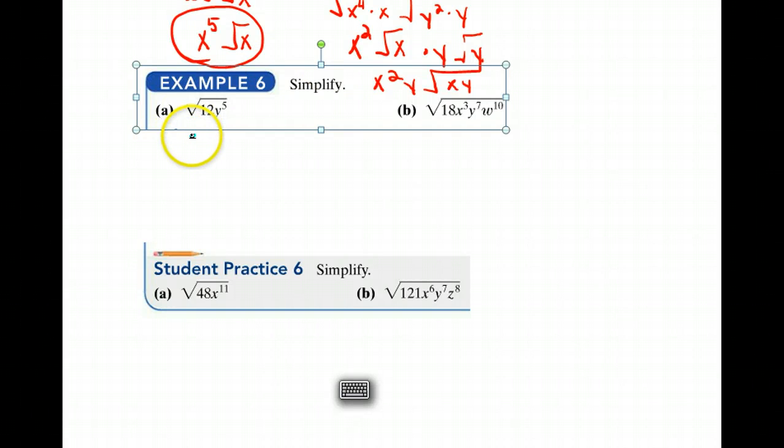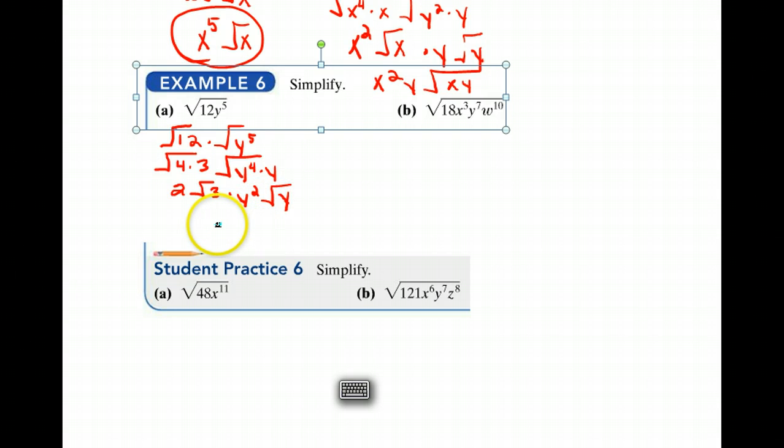So for letter A, we're going to break this into square root 12 times square root y to the fifth. For square root 12, we want to think to ourselves, well, we need to break this into 4 times 3. For square root y to the fifth, we want to make it y to the fourth times y. And now we're simply going to evaluate. The square root of 4 is 2, and that leaves us with root 3. 4 divided by 2 gives us y squared root y.